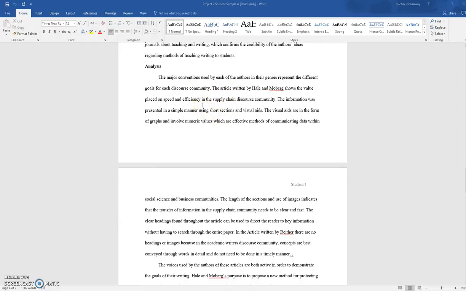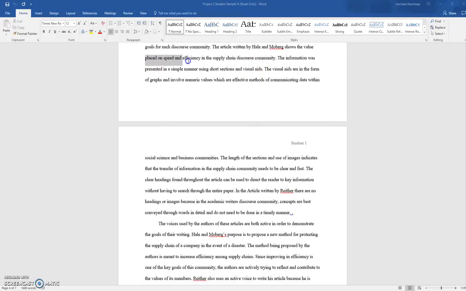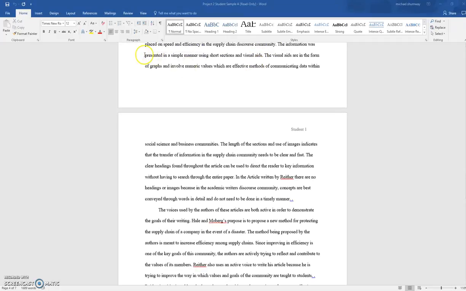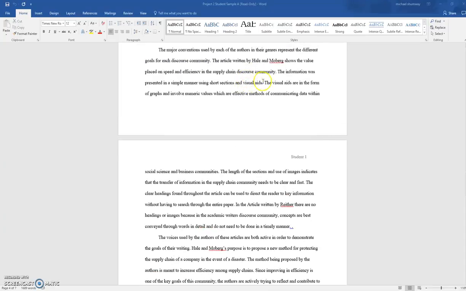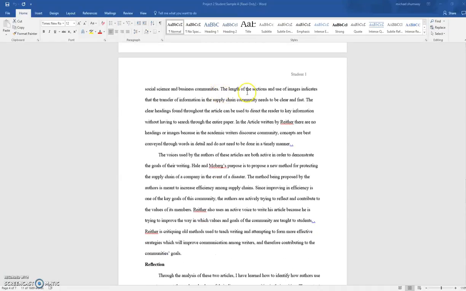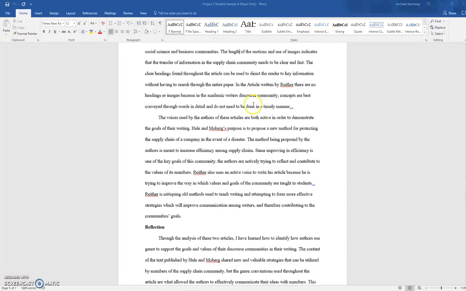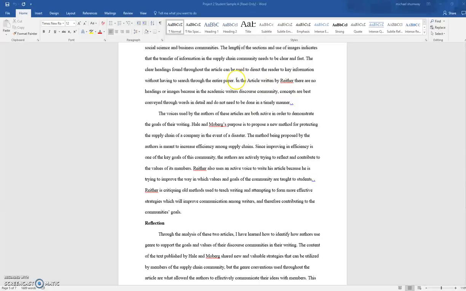So the major conventions used by each of the authors in the genre represent the different goals for each community. So here again we return to the first article, shows the values placed on speed and efficiency, and then they tell us how they could tell this. It was presented in a simple manner, short sections, visual aids. These things tell us that they're worried about efficiency and communicating quickly. So then we have more discussion of how they tell this. The length of the sections, the use of images, all of this tells us that we need to be clear and fast.